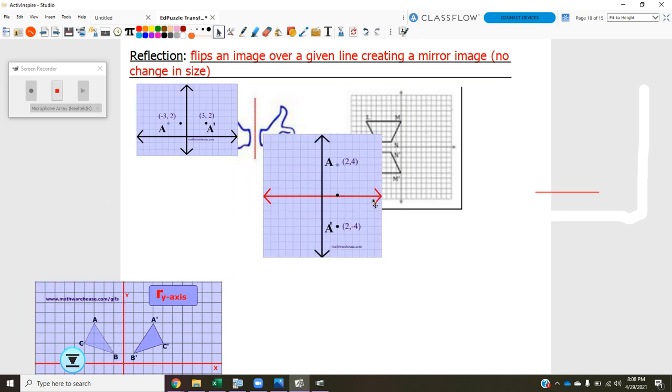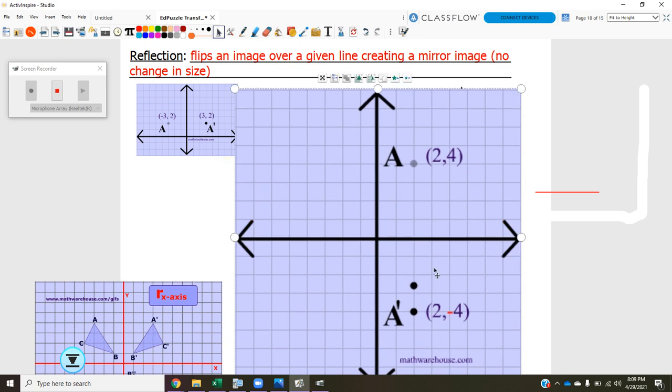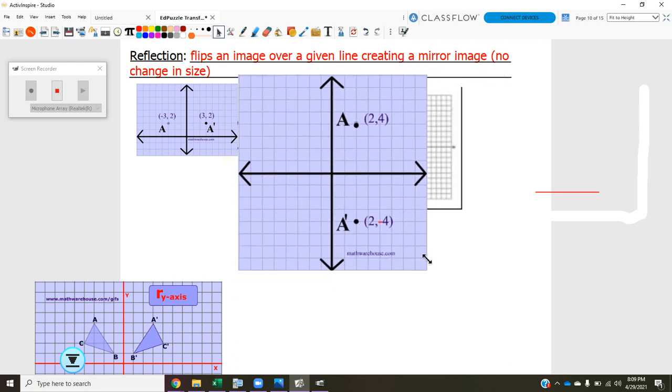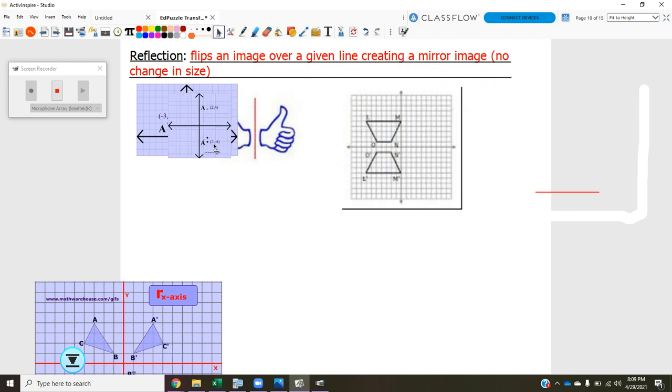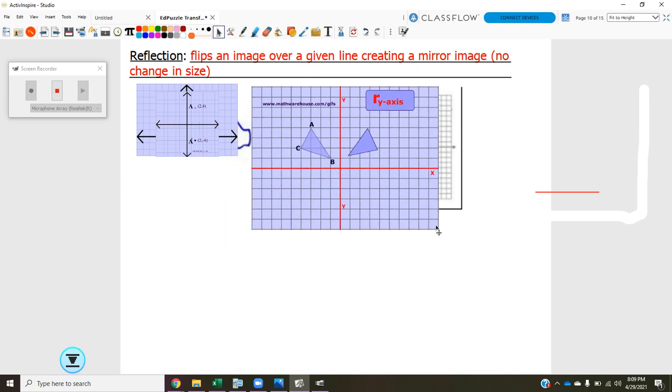We also do reflections over the x-axis. So you can see A is moving 4 squares down till it touches the x-axis. Then it's 4 squares down to A prime. So that GIF is only showing a single point. This GIF is showing the triangle reflecting over the y-axis and reflecting over the x-axis.